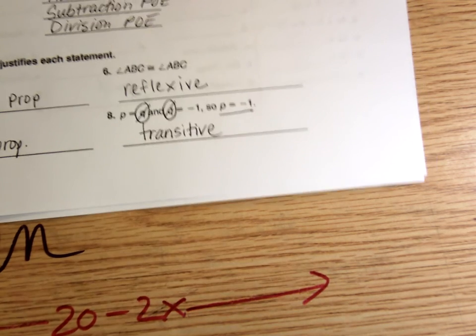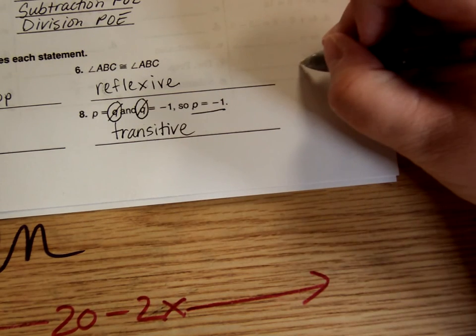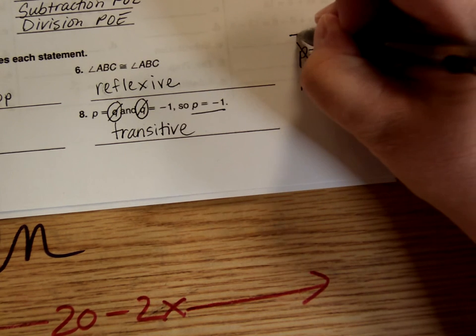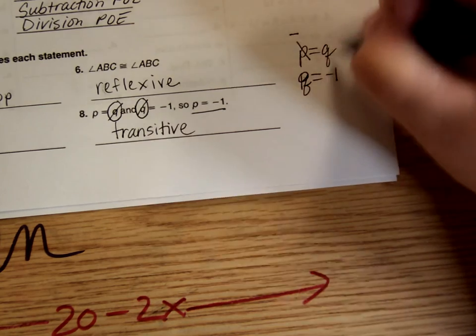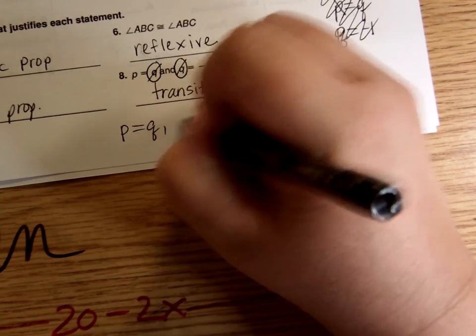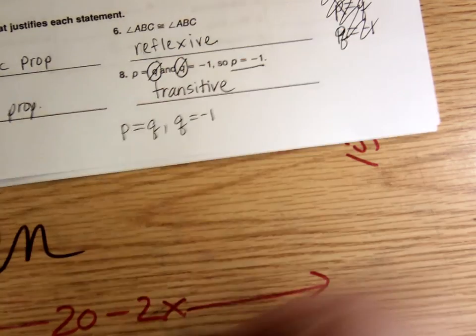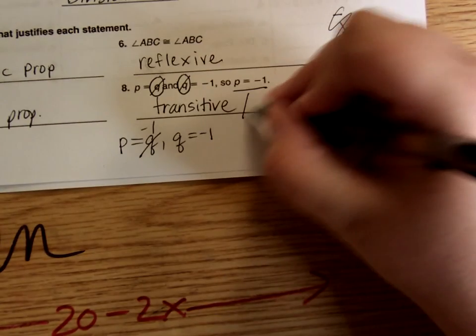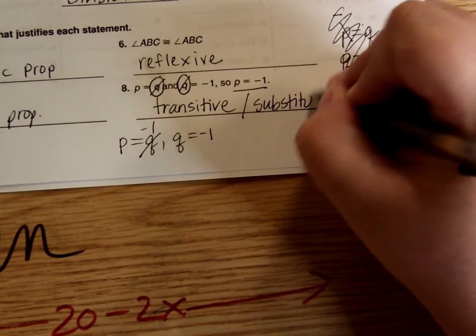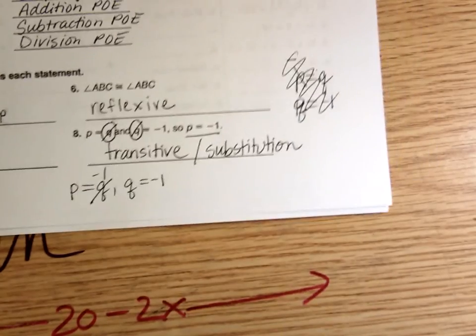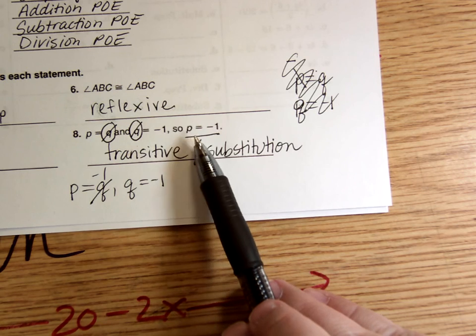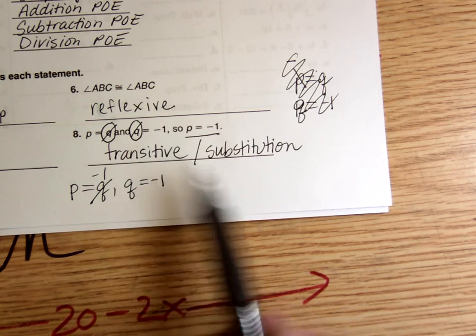Now you could also consider that substitution because you could say you have P is equal to Q, and we know that Q is -1, so we're saying, well, I can put a -1 here then. So substitution would also work on this one. One thing to note is substitution property is really a property of equality. So generally we don't have any substitution with congruence. So the fact that I have equal signs is another reason that I could also use substitution here.